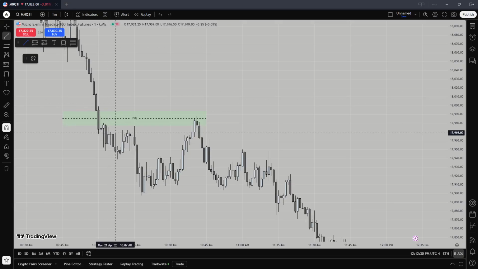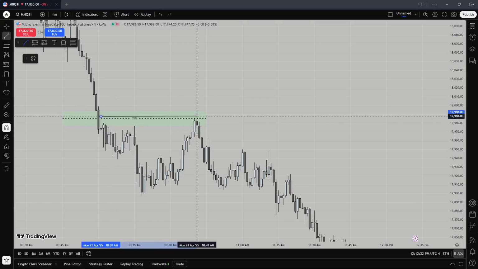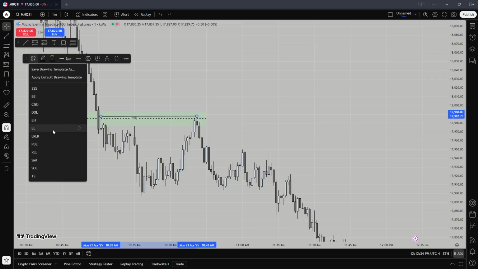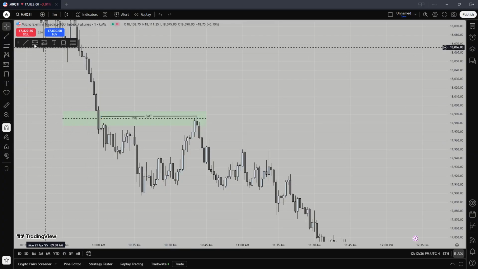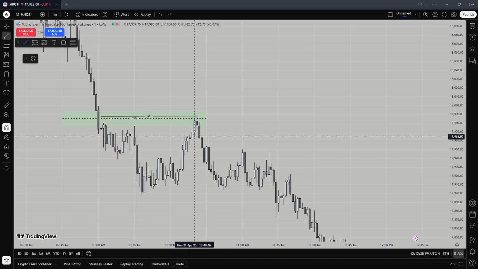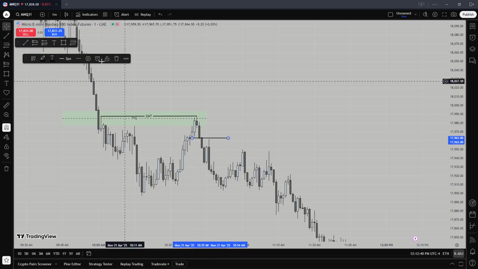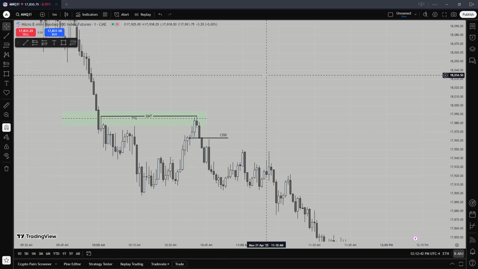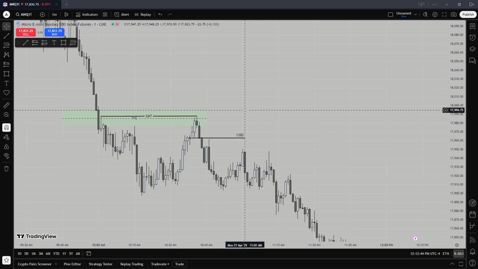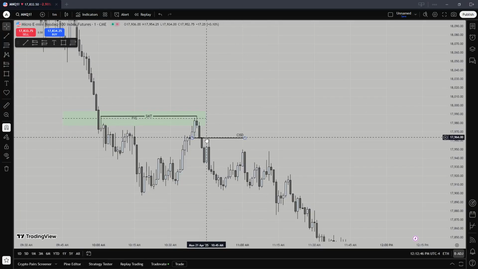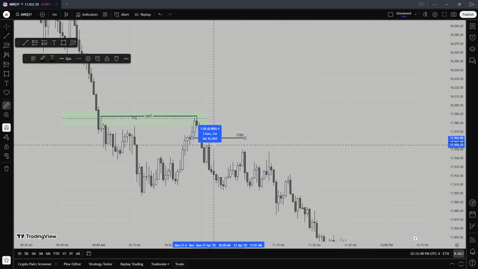We create SMT with ES right here, which is perfect. And then we get a 1 minute change in the state of delivery right here, which is the entry, right? So my problem was we dumped a little too much past this change in state.